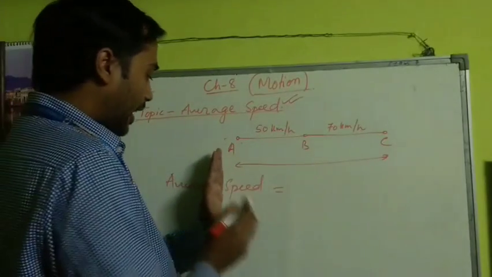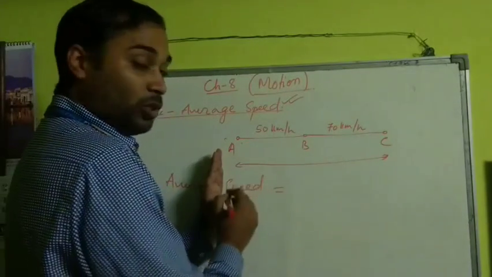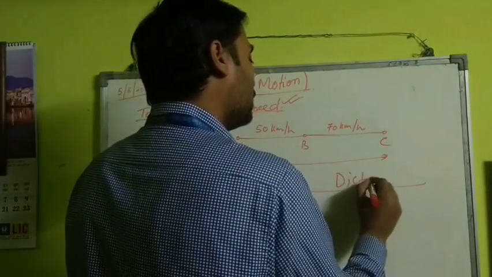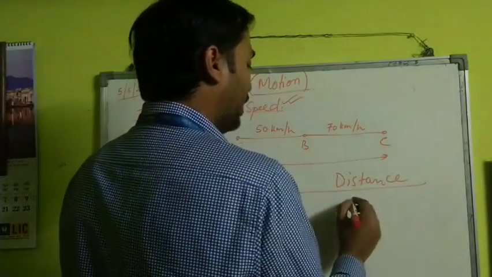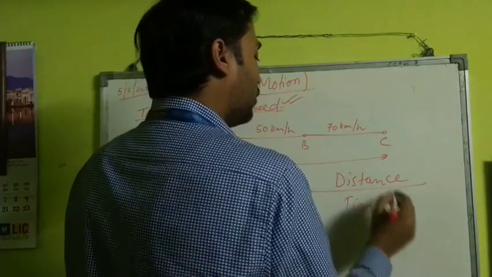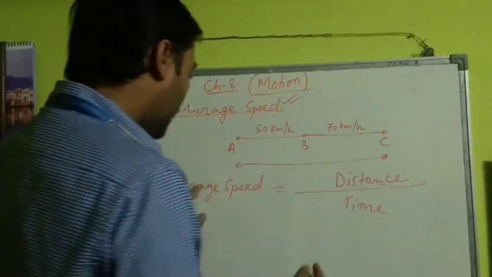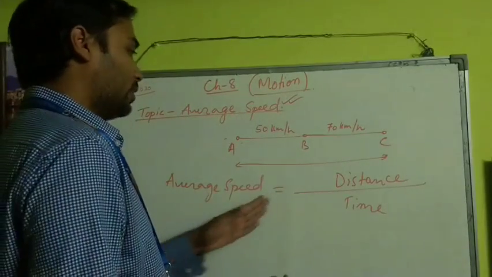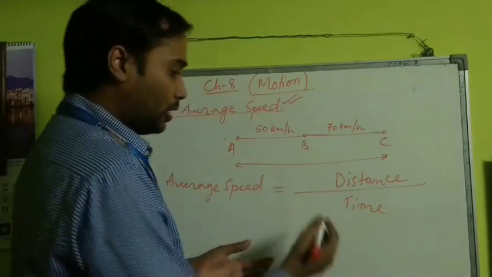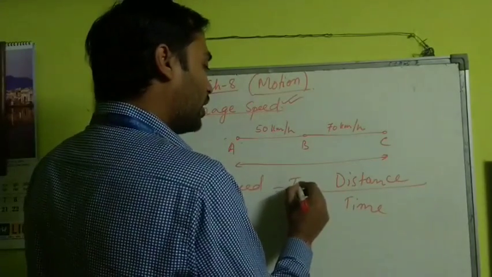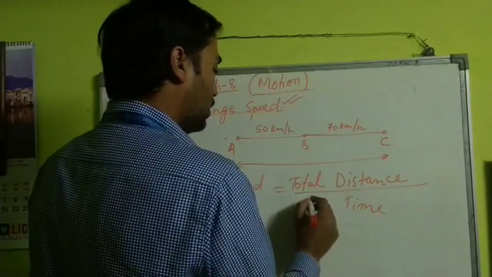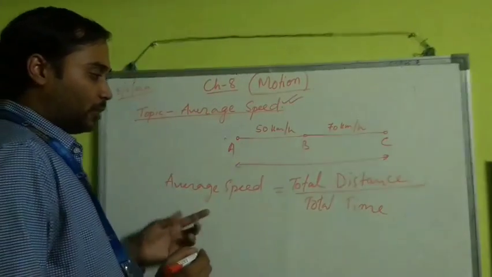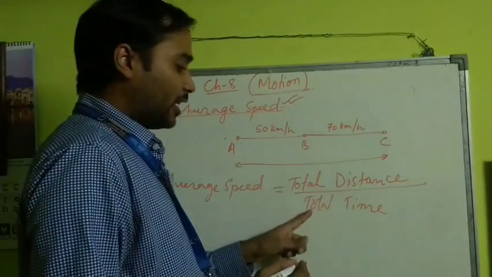If we just hide this part, what is the formula of speed? It is distance by time. This we have already discussed. Now if we include the word average here, just a slight change we have to do. We need to add another word here, that is total. So average speed is nothing but total distance divided by total time.